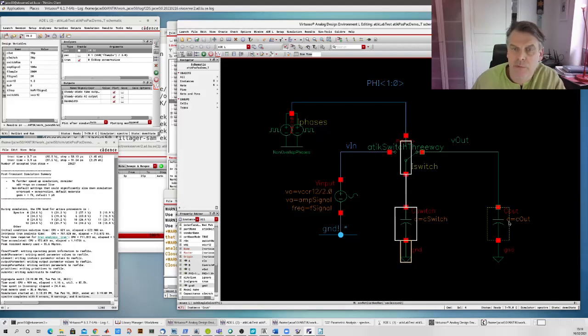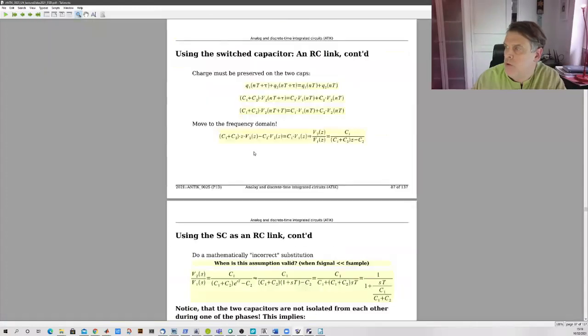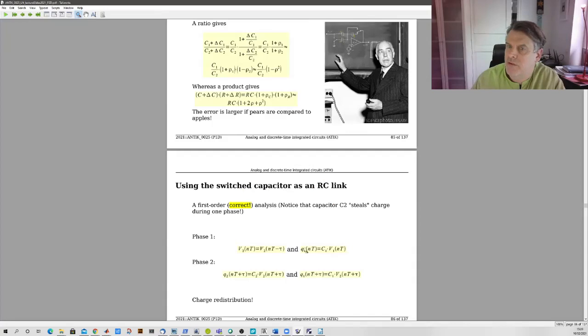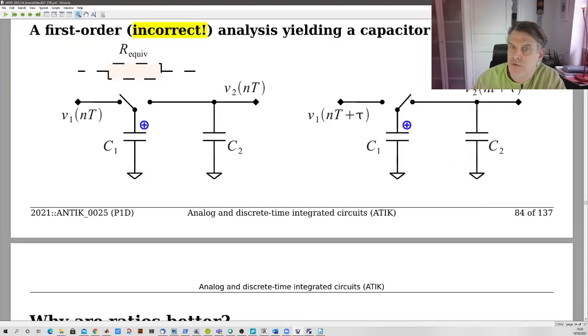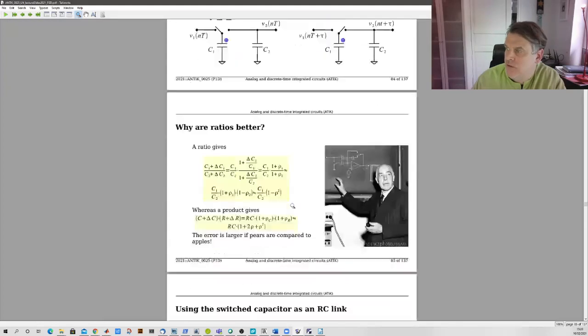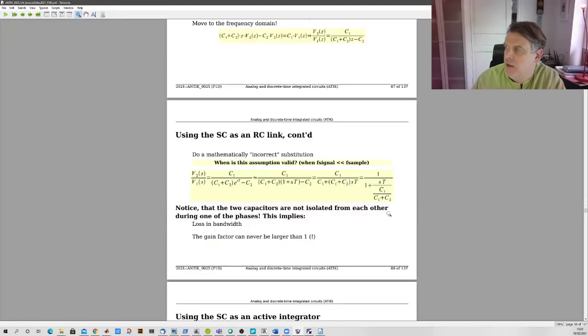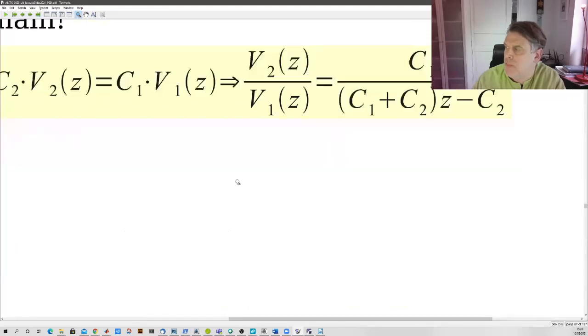So we had to do a little bit more of an accurate analysis. In fact, if you remember, using the switch capacitor as an RC link in this fashion, we had to cater for the fact that C2 steals charge from C1 during this phase. So they are in parallel there. So we couldn't just multiply and be happy. Instead, we did a charge analysis, and we ended up with a discrete time transfer function like this. V2 divided by V1 equals something.